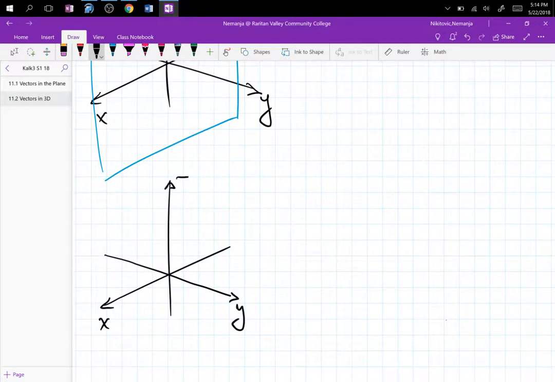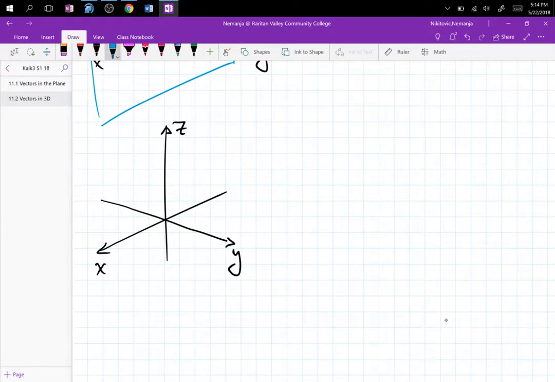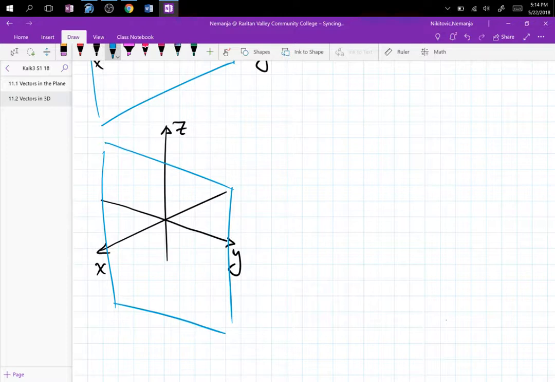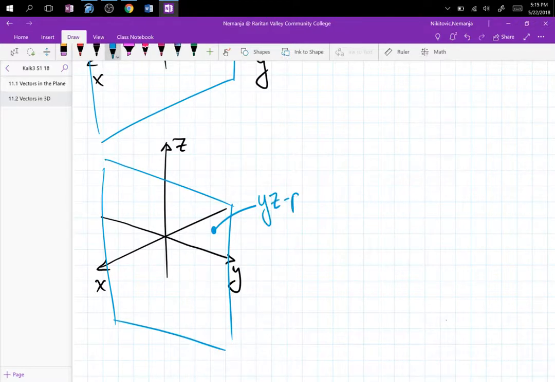X, Y, Z, and we have now X, Y. So if you put the top lines to be perpendicular with the y-axis, then it should be easy. There we go. So this is a YZ plane.